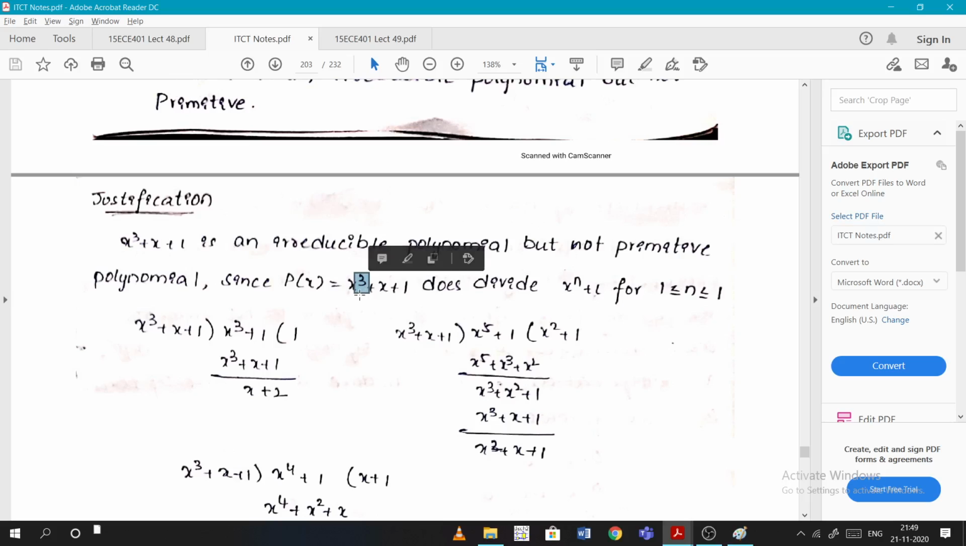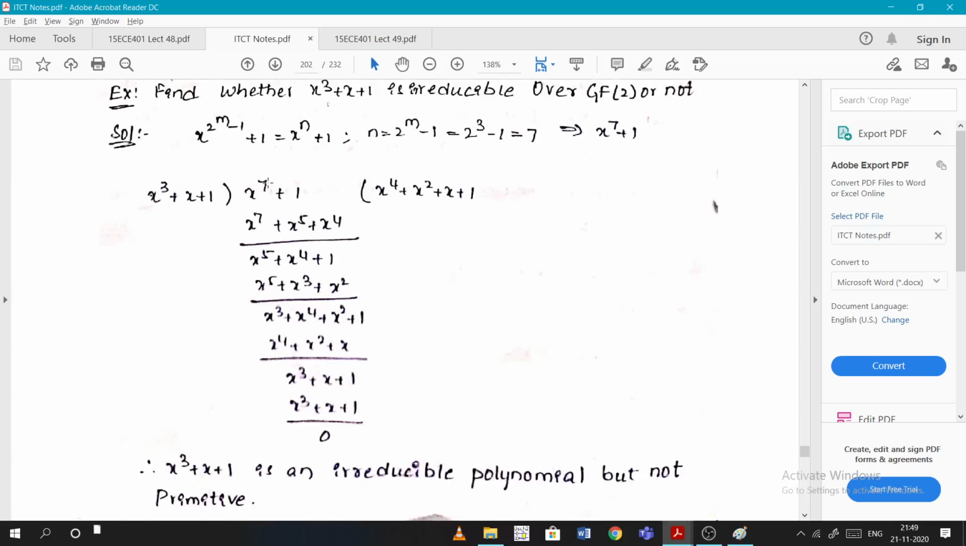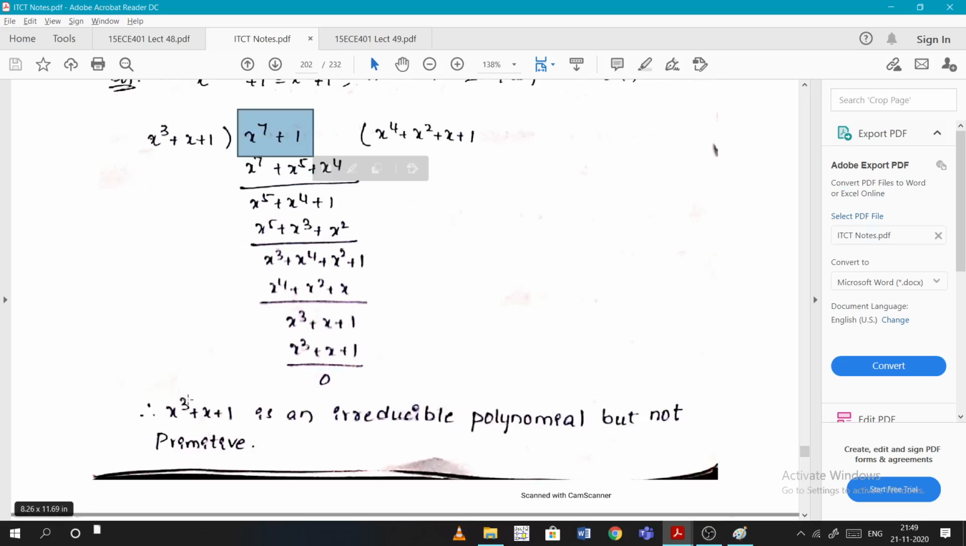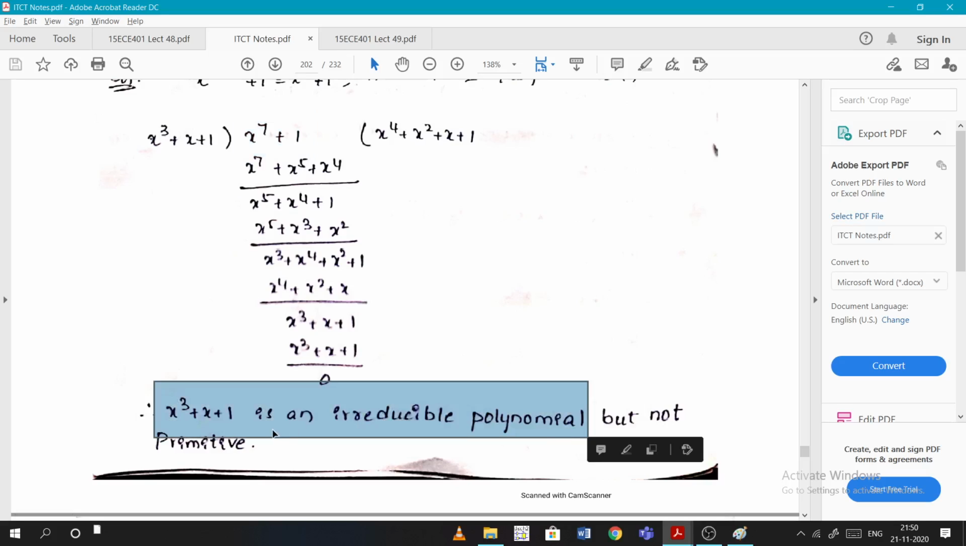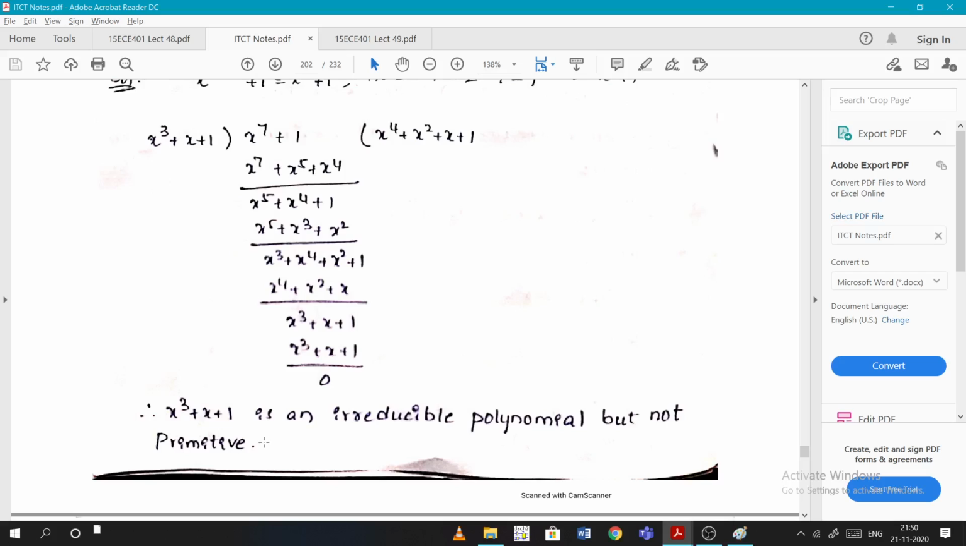2 power 3 minus 1, that is 7, x power 7 plus 1. So we will divide that with x and it is divisible, so it is primitive. So remember, if the p of x is able to divide x power 2 power m minus 1 plus 1, then we'll call that p of x an irreducible polynomial. Now we have to see how to check for primitive.